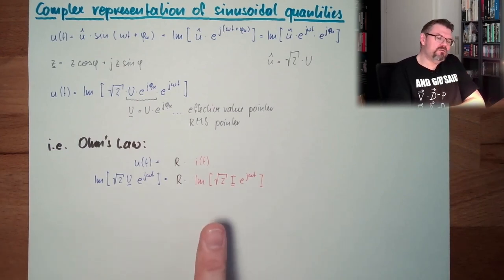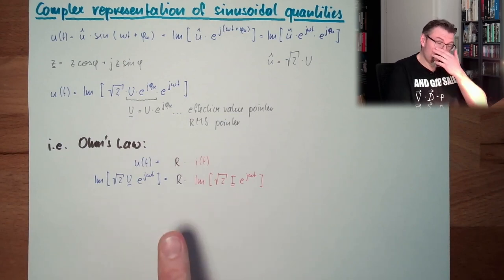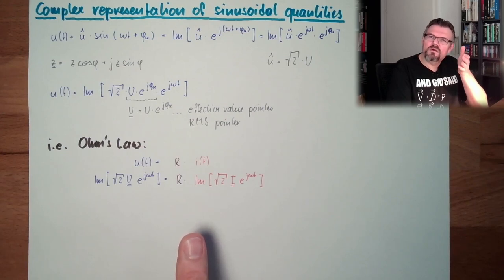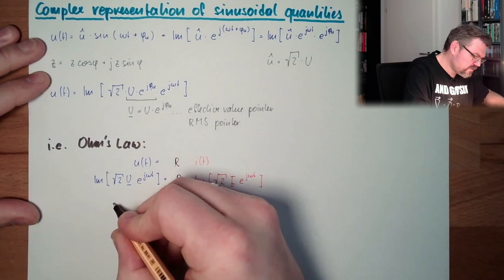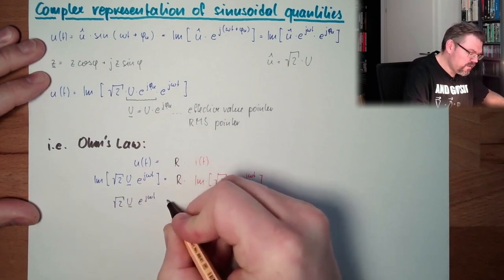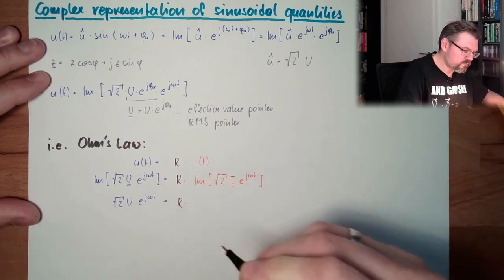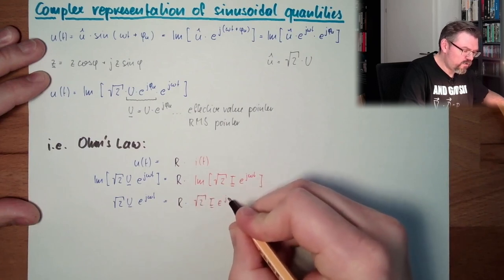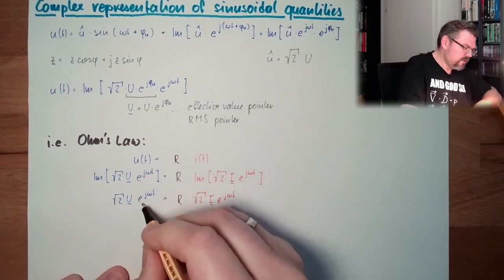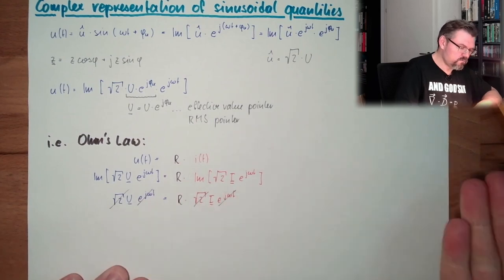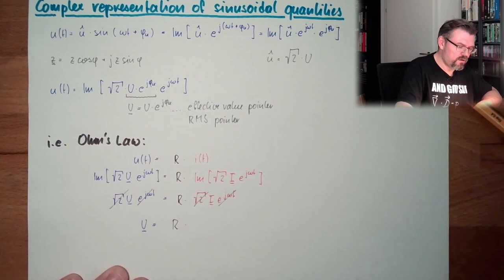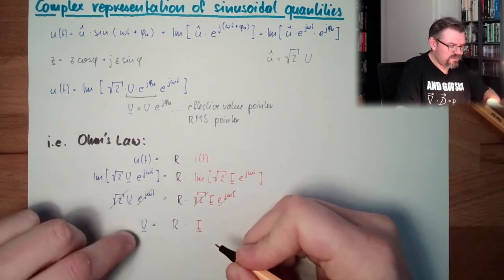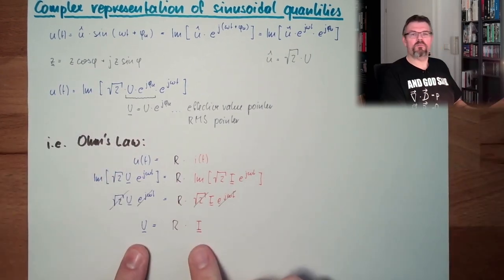Okay? Now let's think a minute. If this is true for the imaginary part, what is happening with the real part? You have a relation in the imaginary part, so in the real part there must be the same relation. And if in the real part and in the imaginary part is the same relation, then this is true for the whole complex number. So actually I can just skip the imaginary part. I can just write square root of 2 U e to the j omega t equals R multiplied by square root of 2 I e to the j omega t. And now look what is happening. Gone. We have here written U equals R multiplied by I. It's the same formula. The only difference is that these are complex numbers.